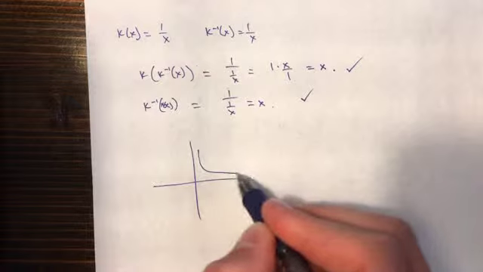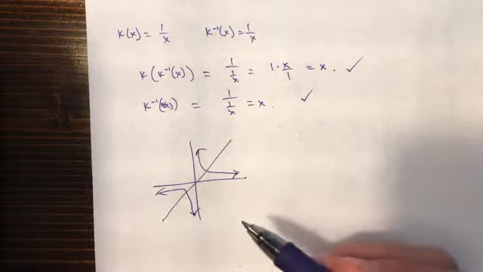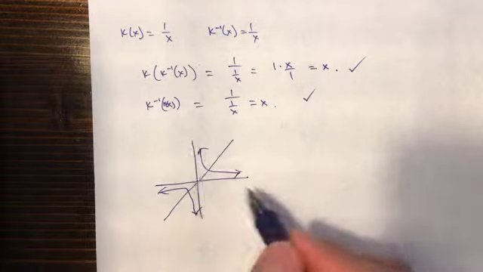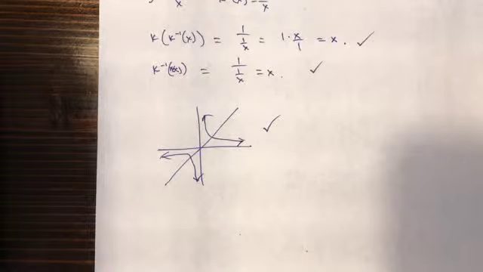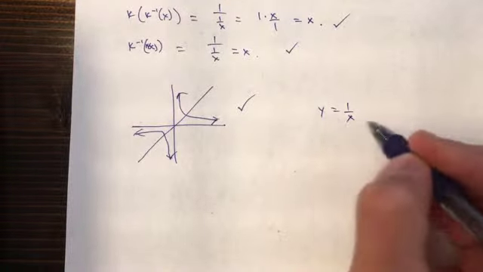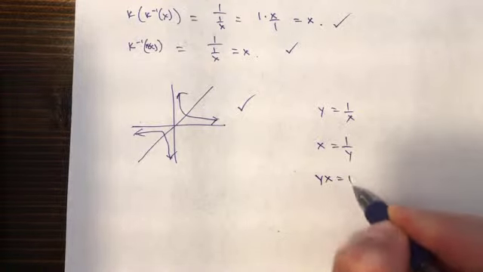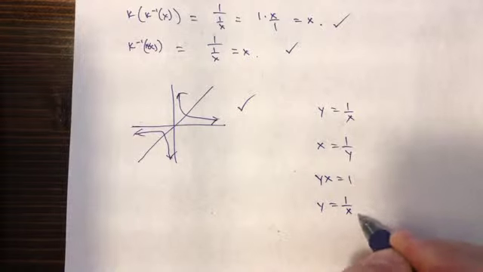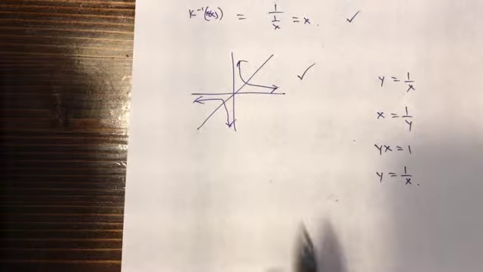If I graph 1 over x, it looks like this. And this graph is symmetric across the line y equals x already. So when I reflect it across, I get itself. So it must be its own inverse. Composition, graphs, and algebra. Algebra, I could say, well, if y equals 1 over x, let me swap and solve. So x equals 1 over y, so yx equals 1. So y equals 1 over x. So I still get that it's its own inverse.